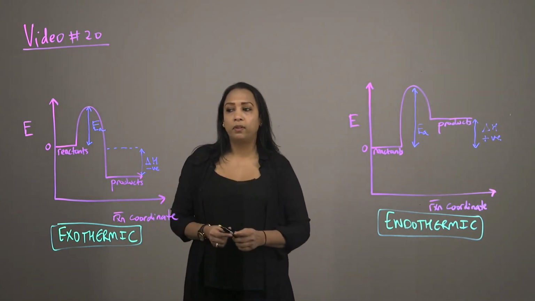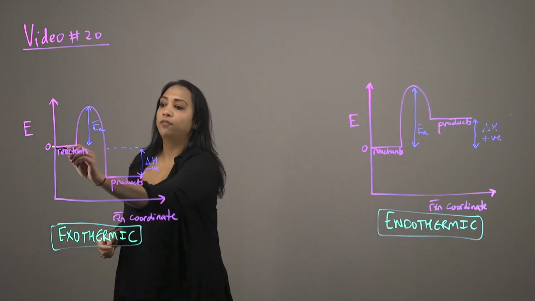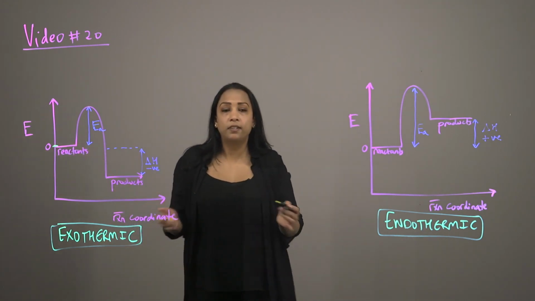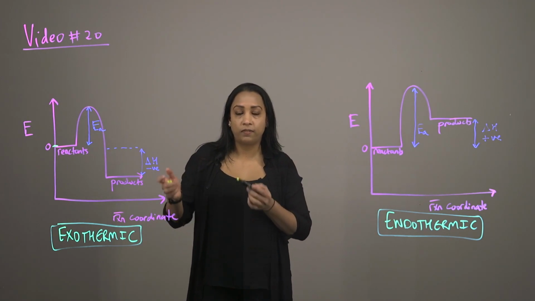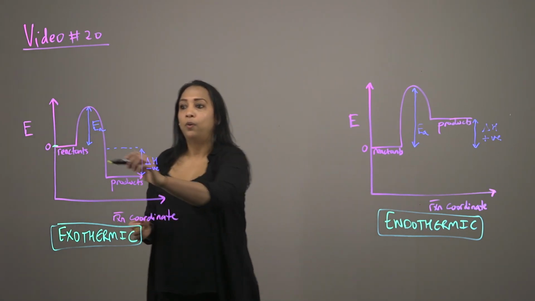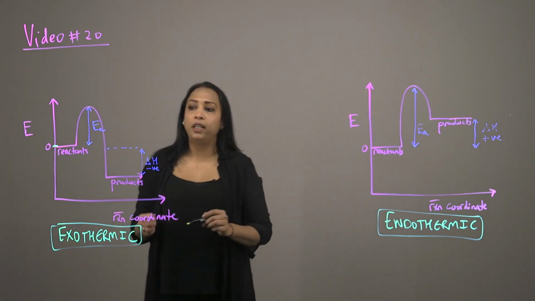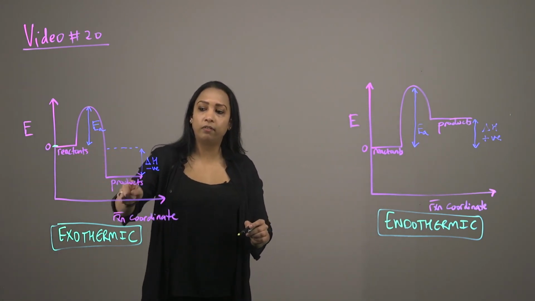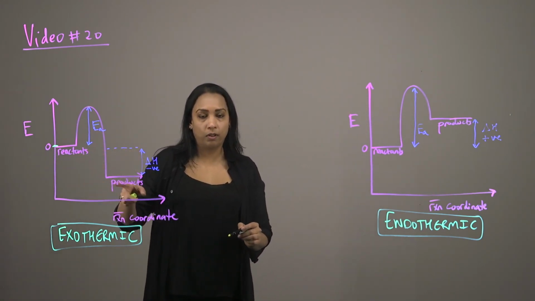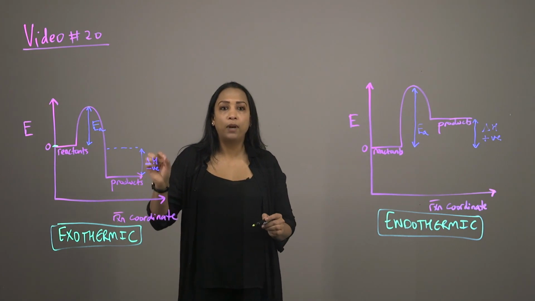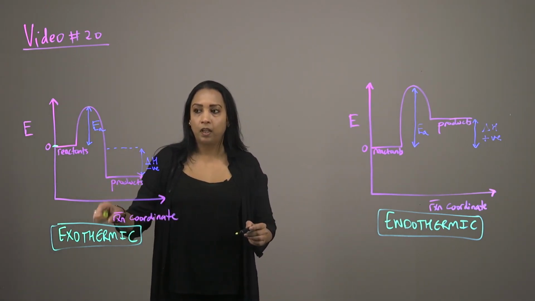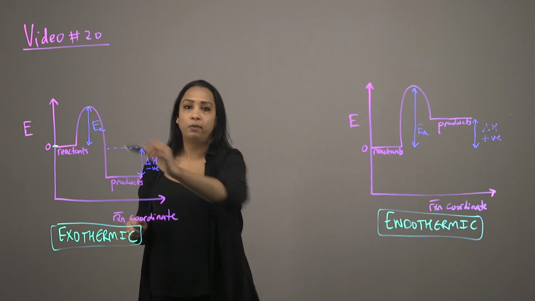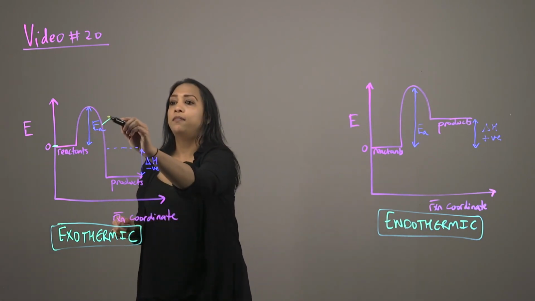So for an exothermic reaction, we start off with our energy at relatively zero. So our reactants are at relative energy of zero. What is going to happen is that we need to, in order to convert reactants to products, we need to break bonds. And remember, we said that breaking bonds means that we need to put energy into the system. So this energy hump, as we call it, is called activation energy.